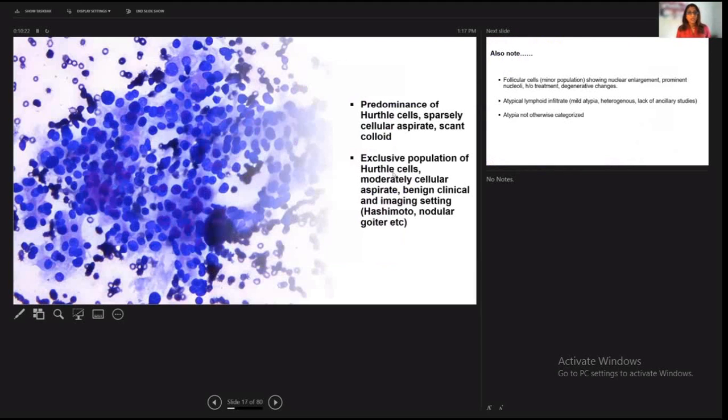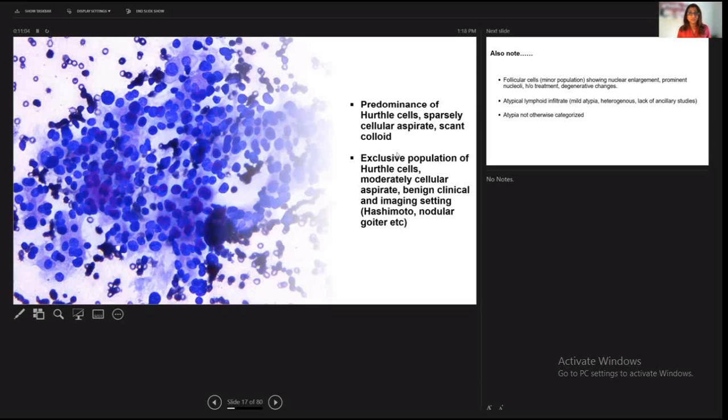One other category, which I think a lot of people tend to over-abuse the AUS category, is the Hurthle cell category. Somehow it looks like Hurthle cells and microfollicles are just scary. So I've seen a lot in my personal experience where seeing either microfollicles or Hurthle cells, one just gets alarmed and just puts it in the atypical category. So when do we use Hurthle cells for an AUS? So basically, similar to microfollicles, when the aspirate has predominantly Hurthle cells, but it's a sparsely cellular aspirate and scant colloid, then it's probably reasonable to use the AUS category.